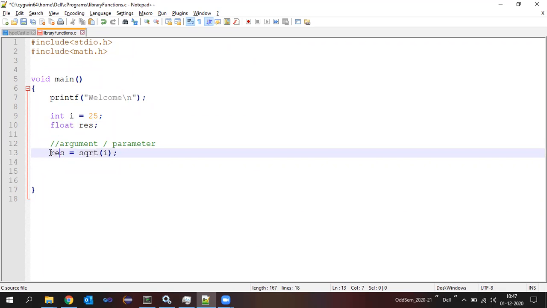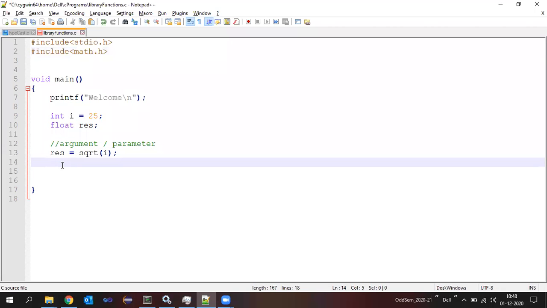Now res is equal to sqrt of i. So equals to means what? It is an assignment operator. We are assigning some value here. What value are we assigning? Based upon this sqrt of i. Sqrt means square root. Square root of i we are going to calculate. So who will basically calculate this value? This will be done by the built-in function called sqrt. That square root function, which is placed in this header file, math.h, will be called and it will give the result. That result I'm going to store into another variable by the name res here.